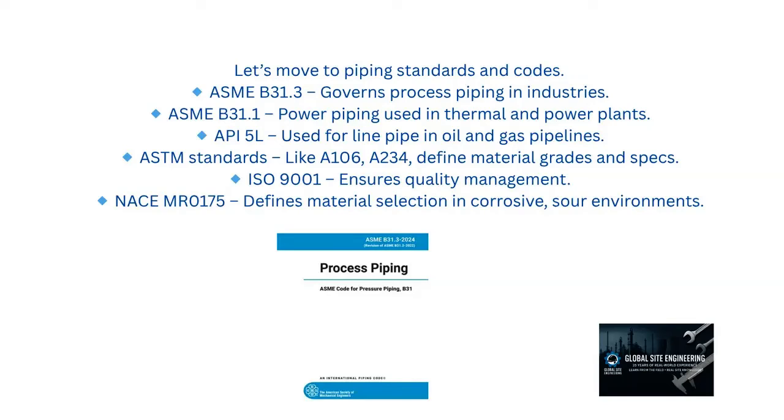API 5L used for line pipe in oil and gas pipelines. ASTM standards, like A106, A234, define material grades and specs. ISO 9001 ensures quality management. NACE MR0175 defines material selection in corrosive, sour environments.